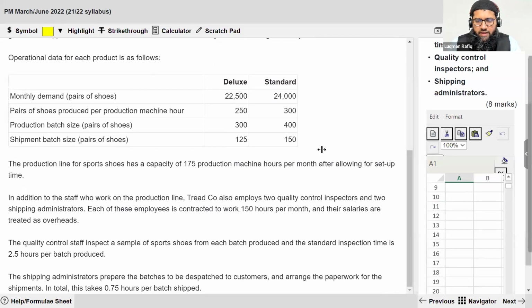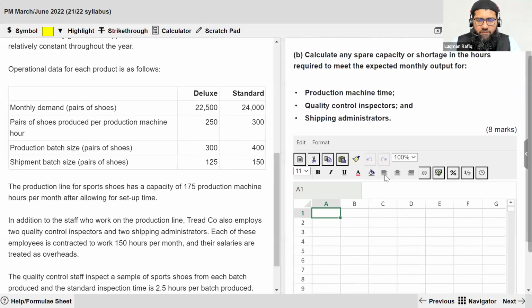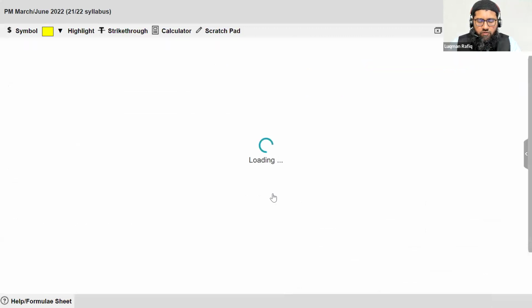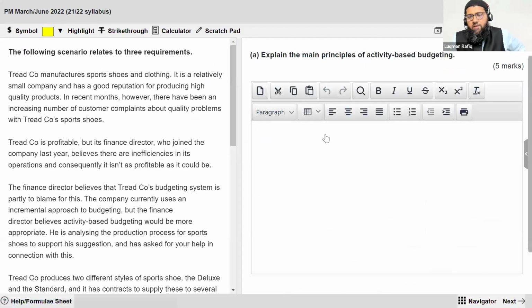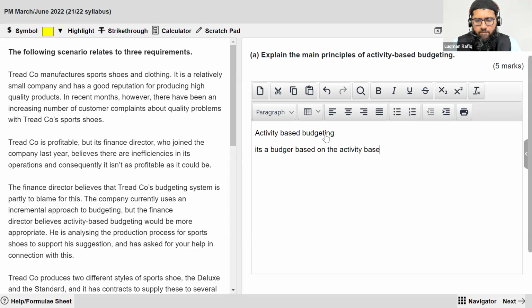Now, what is the requirement that we have? One of the requirements was you have to explain the main principles of activity-based budgeting. So what happens with activity-based budgeting is that it's a budget based on the activity based costing information.